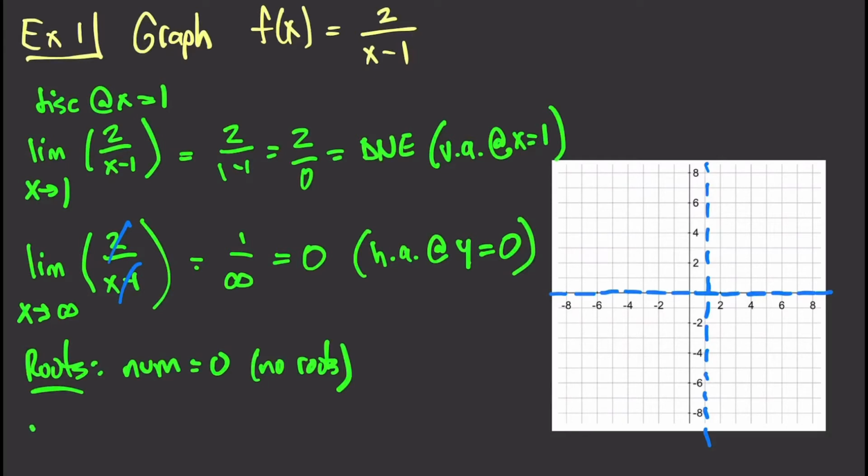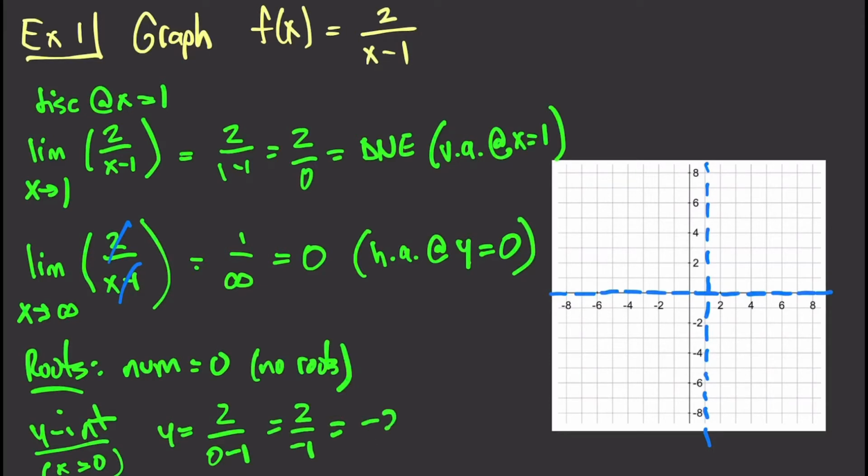All right, so now I want my y-intercept. So for my y-intercept, what do I do? Well, I set x equal to 0, and I write down what's left. So I have y equals 2 over 0 minus 1, 2 over negative 1. So my y-intercept is going to be negative 2. Well, that's kind of helpful because now I know at negative 2, my graph crosses the y-axis.